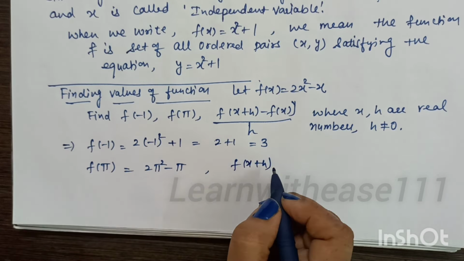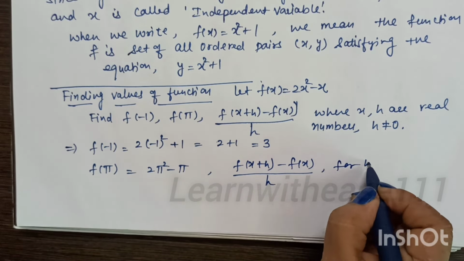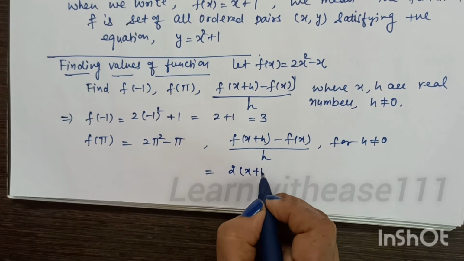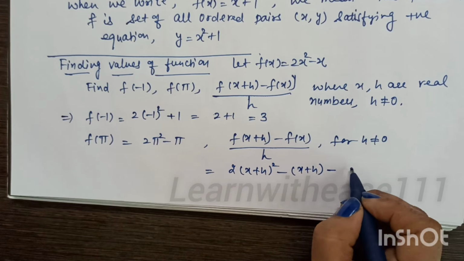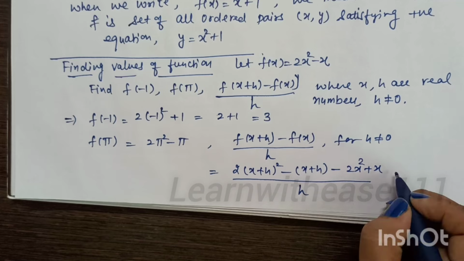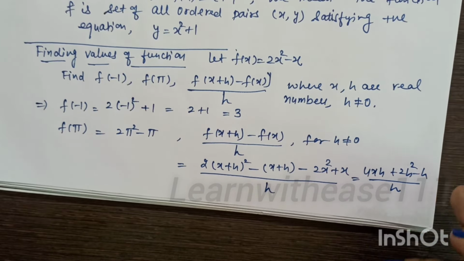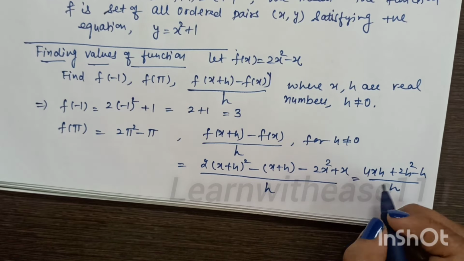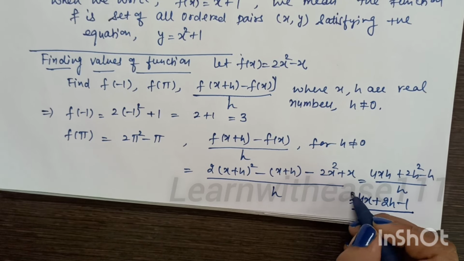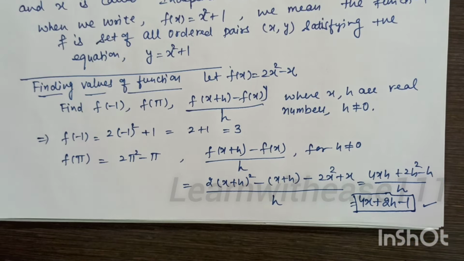f of pi will be 2 pi square minus pi. For f of x plus h minus f(x) upon h, we substitute x plus h in place of x in the function first. So f of x plus h will be 2 of (x plus h) whole square minus (x plus h), minus f(x) as it is, upon h. After simplifying, we can see h can be taken out from the numerator and cancelled out from the denominator. But we can do this because h is non-zero. Only non-zero values get cancelled out, right? So this is the answer.